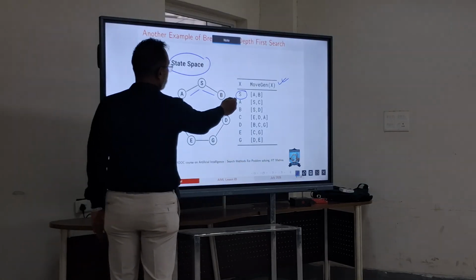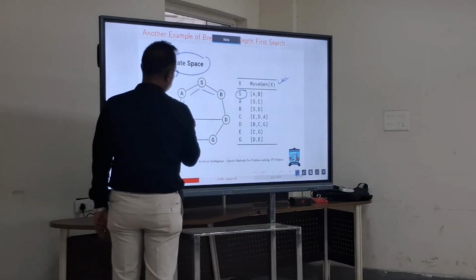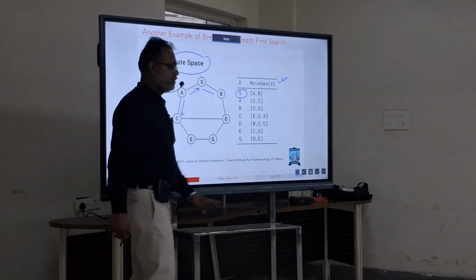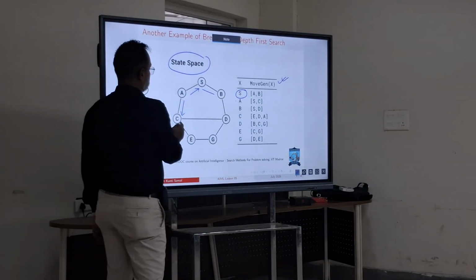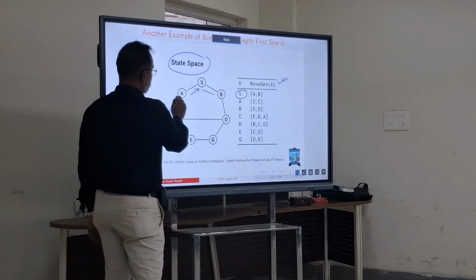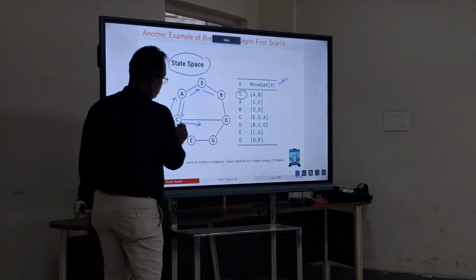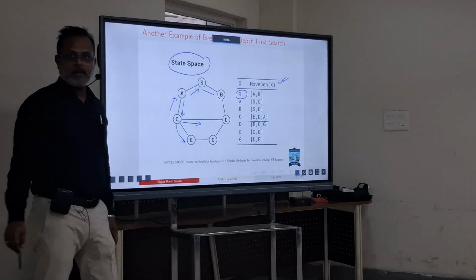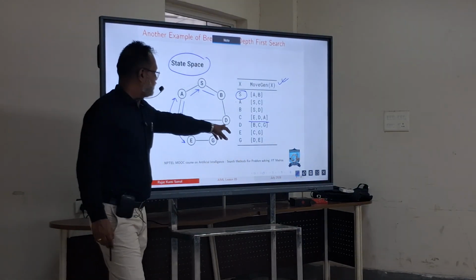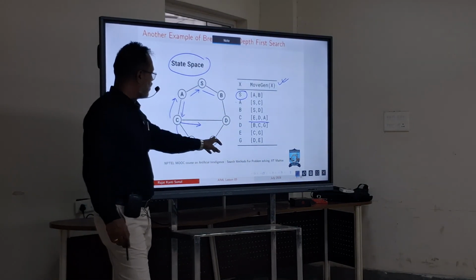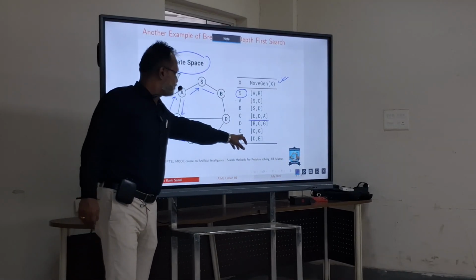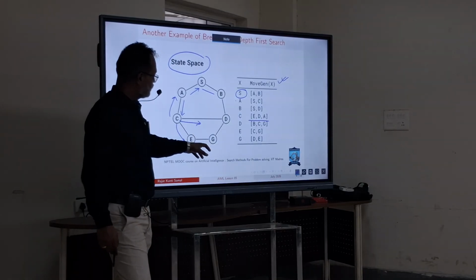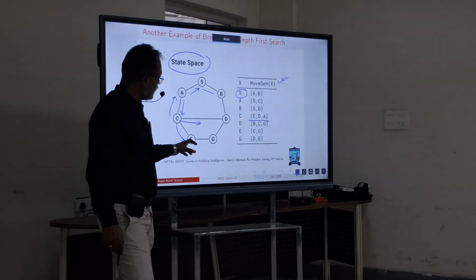Now, suppose you are in A, then where can you go? Either I can go to C or I can go to S, right? Similarly, for C, it is either A or D or E. If you are in D, you can go to B or C or G. If you are in E, you can go to C or G. If you are in G, you can go to E or D.